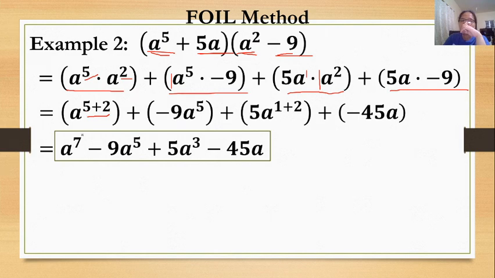When you add the exponents, that will give us a to the 7th. Positive times negative is negative. So that's negative or minus 9a to the 5th. Then we have 5a raised to 3 in here, minus 45a.